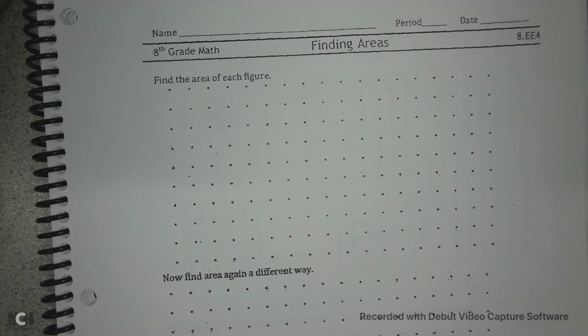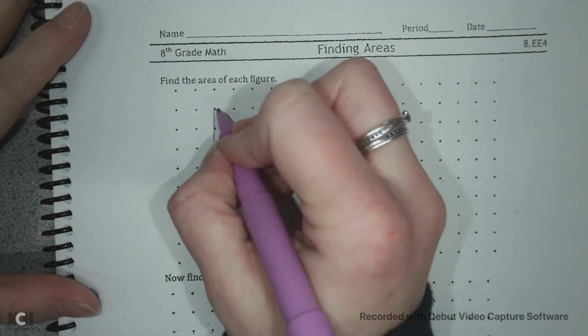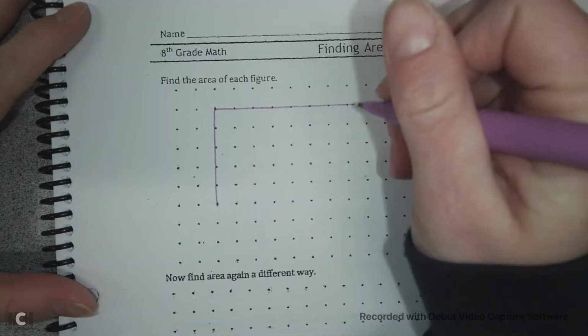Hey guys, so today we are going to talk about finding the square roots. We are going to start talking about area first. So area means how much space something occupies. So for example, if I had a rectangle like this.